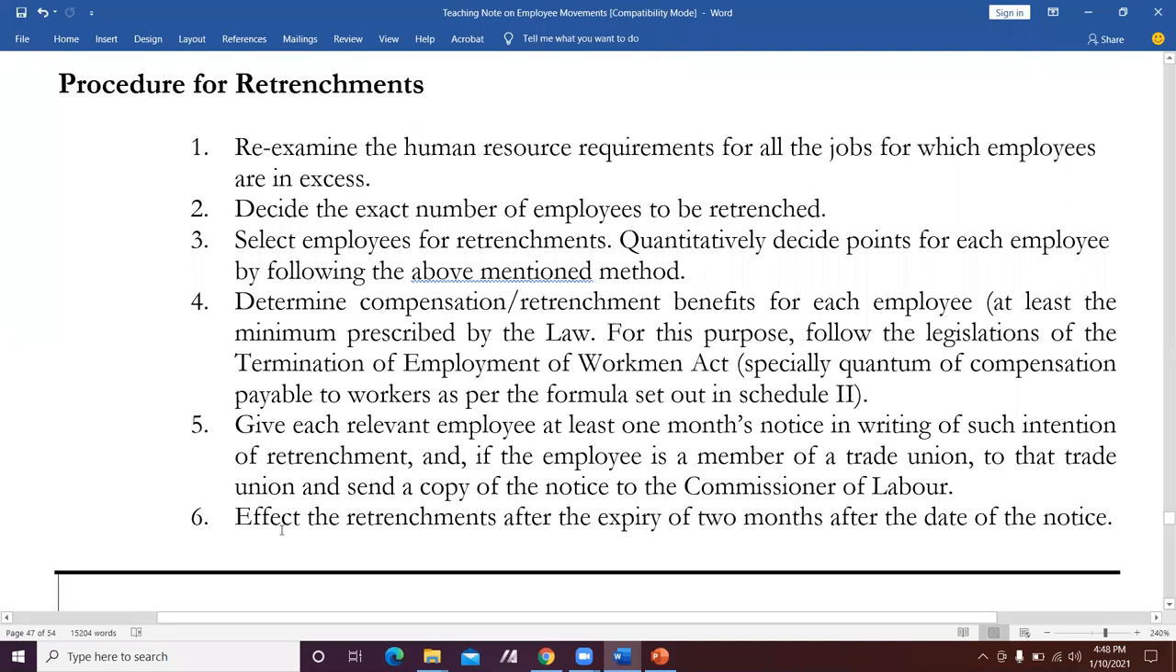Then, of course, effect the implementation of the plan. Effect the retrenchments after the expiry of 2 months after the date of the notice. If there is an industrial problem, then again we have to wait for another period.